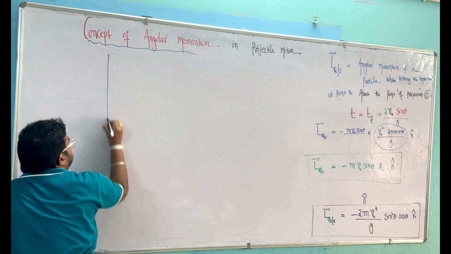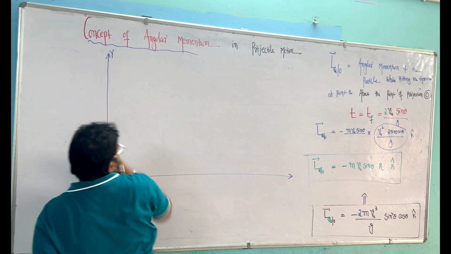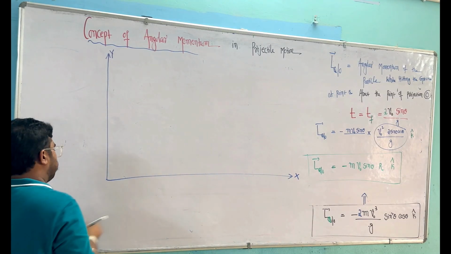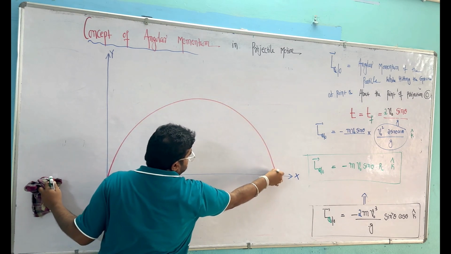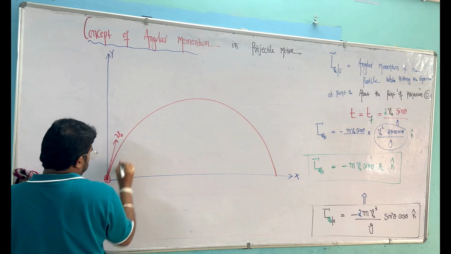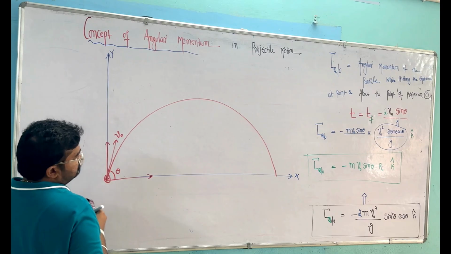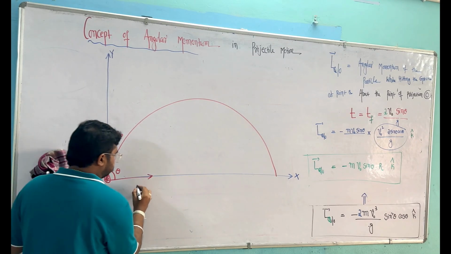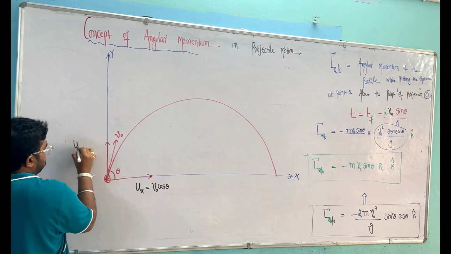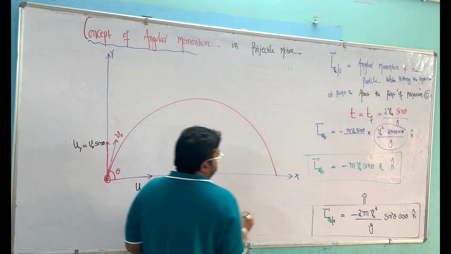Look here, now we are interested in the point of projection. See this xy. It is projected like this. Particle is projected with V naught. This is theta. Ux and Uy. Ux equal to how much? V naught cos theta. Uy equal to how much? V naught sin theta.